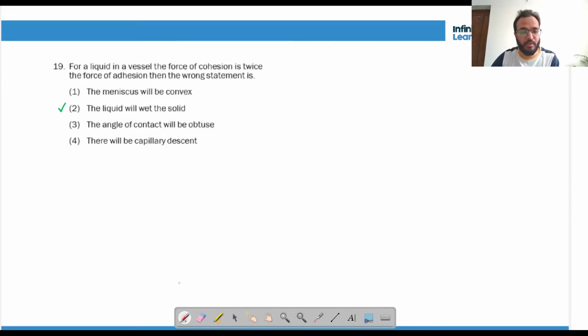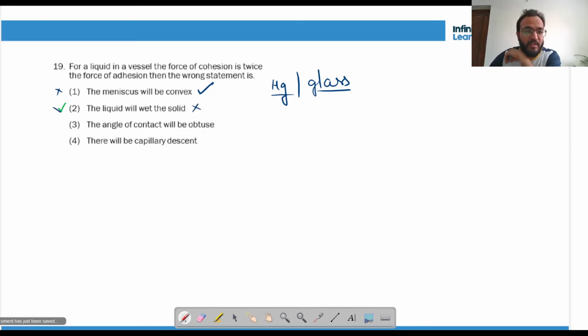Now 19th question. For a liquid in a vessel, the force of cohesion is twice the force of adhesion. If the force of cohesion is more, the liquid will not wet the surface. It is like mercury and glass, this type of combination, right? Force of cohesion is more, so the meniscus will be convex. It is right, but it is wrong for us because we want the wrong statement. The liquid will wet the surface. This is wrong, so this is right for us.